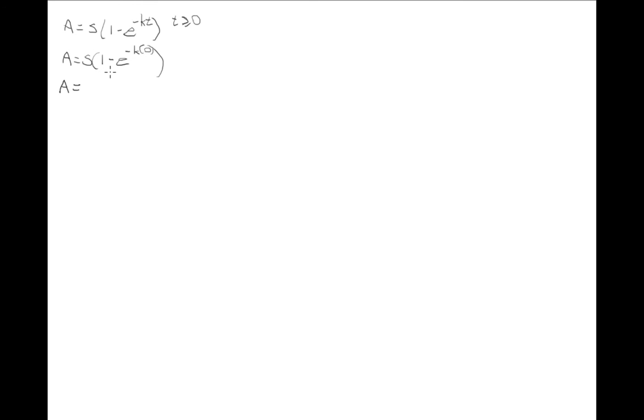So when time is equal to 0, the alcohol concentration is also 0.